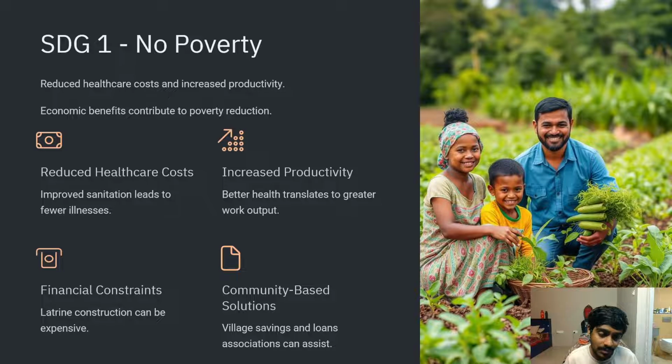Up next, we have the last one, which is no poverty. Of course, reduced healthcare costs means that you're spending less on healthcare, and it also means increased productivity, which is a positive cycle really. Economic benefits contribute to poverty reduction. Along with that, we also have financial constraints to actually build the latrine. There can be community-based solutions for this, as mentioned in the paper. So here we are talking about village savings and loans associations, which also boost the local economy of the village, as well as help in building these latrines.